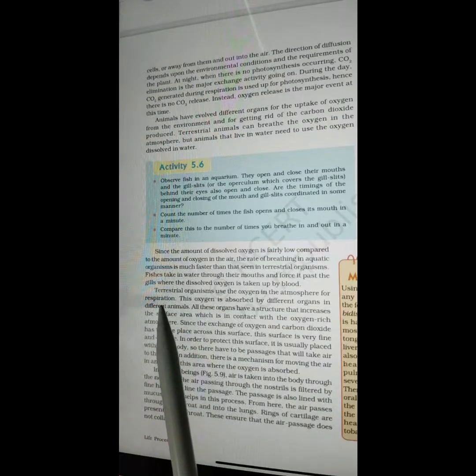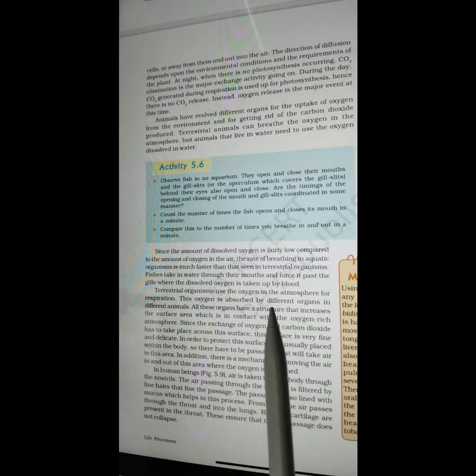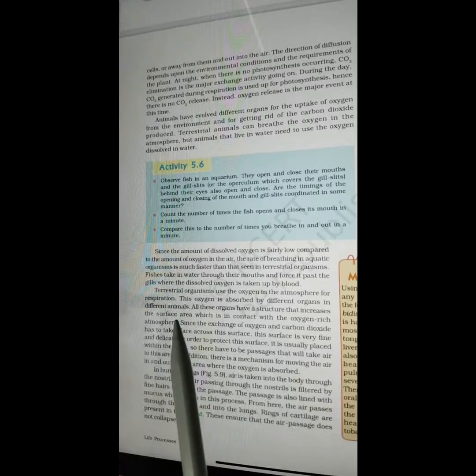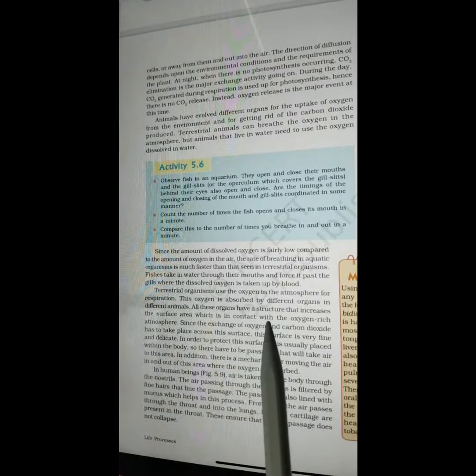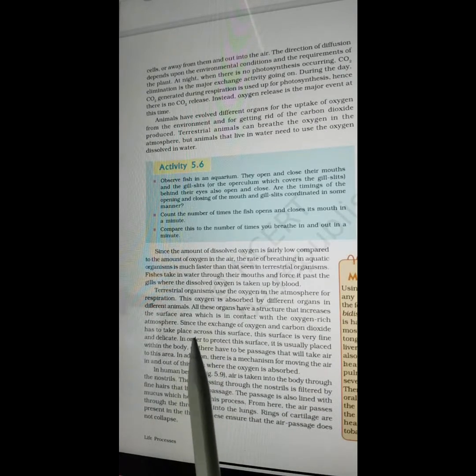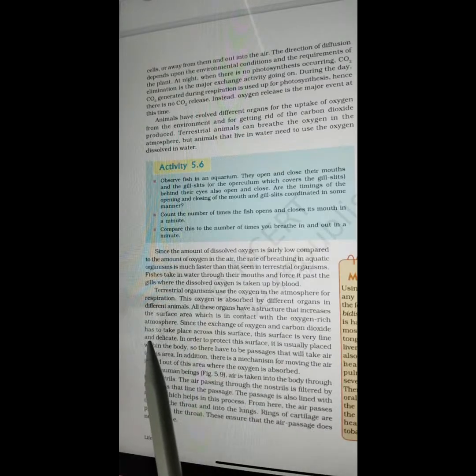You can ask. Terrestrial organisms use the oxygen in the atmosphere for respiration. This oxygen is absorbed by different organs in different animals. All these organs have a structure that increases the surface area in contact with the oxygen-rich atmosphere. Since the exchange of oxygen and carbon dioxide has to take place across this surface, it is very fine and delicate. In order to protect this surface, it is usually placed within the body. So there have to be passages that will take air to this area. In addition, there is a mechanism for moving the air in and out of this area where the oxygen is absorbed.